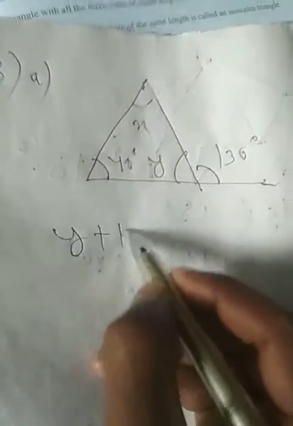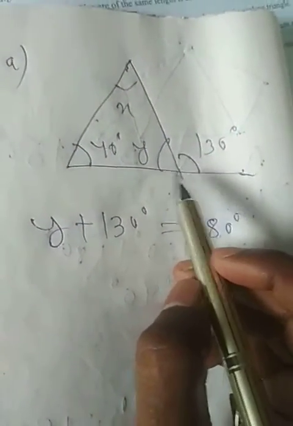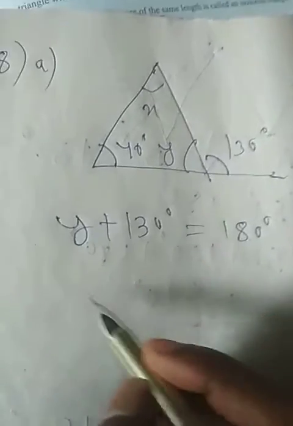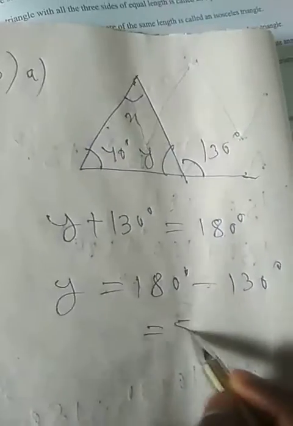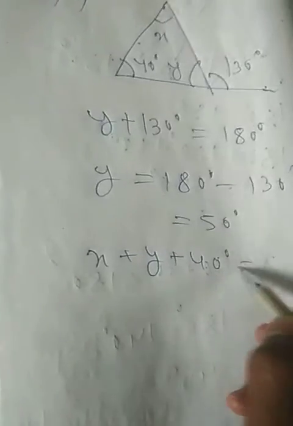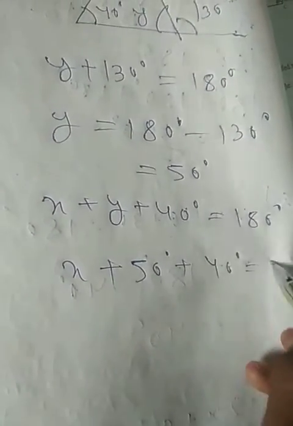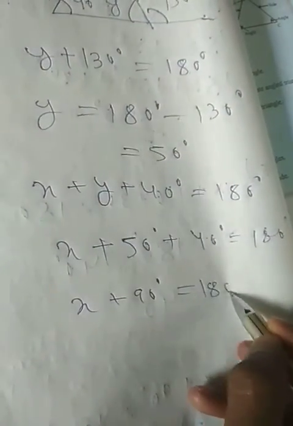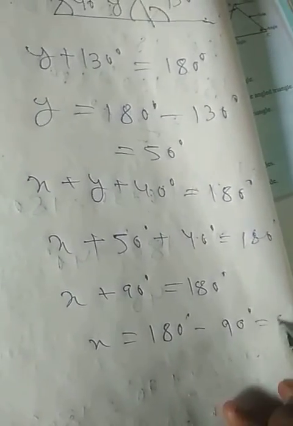We know that y plus 130 is 180, because I already said that exterior angle plus interior adjacent angle is 180. So what is the value of y? We got 50 degree. Now we know that x plus y plus 40 degree is 180 degree, because the sum of all interior angles of a triangle is 180 degree. And we know the value of y, that is 50. So x plus 90 is 180. So x is 180 minus 90 equal to 90.